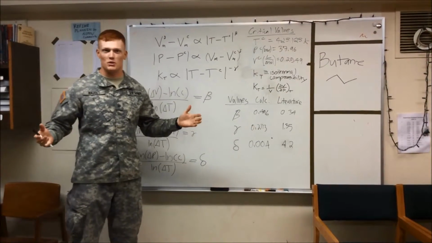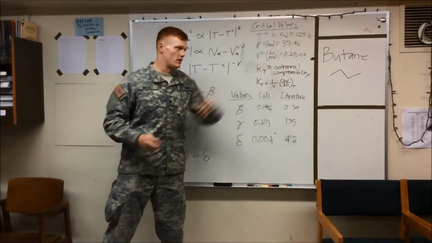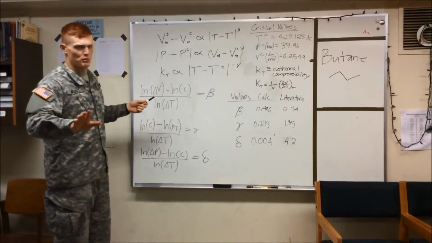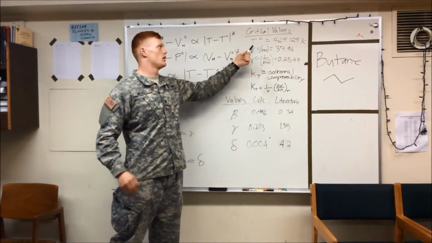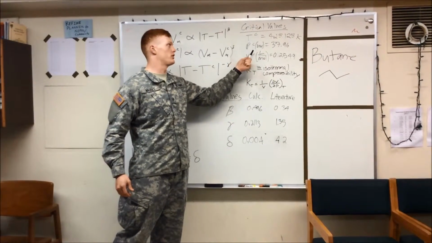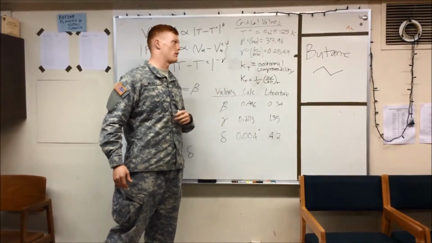I'm Tim Norday, and I'm going to be explaining to you how I calculated the critical exponents for butane, as you can see right there. So first thing to note, here are the three relationships to be explained in a second, but the critical values for butane for temperature is 425.125 Kelvin, for pressure in bars it's 37.96, and for critical volume it's 0.2549 liters over moles.